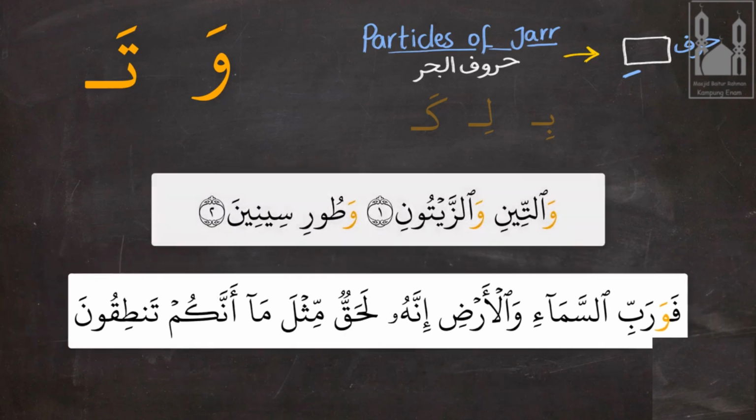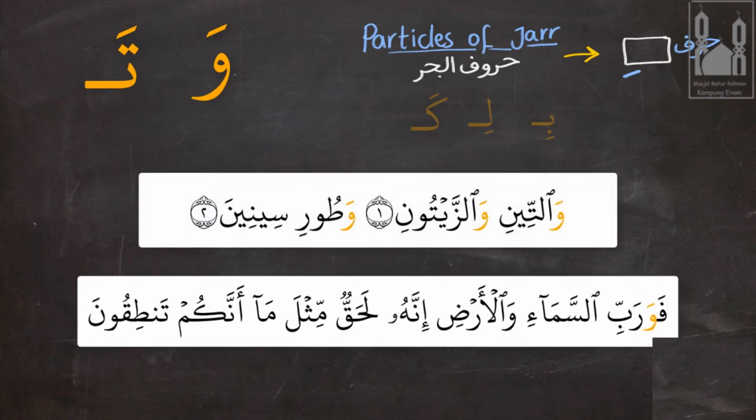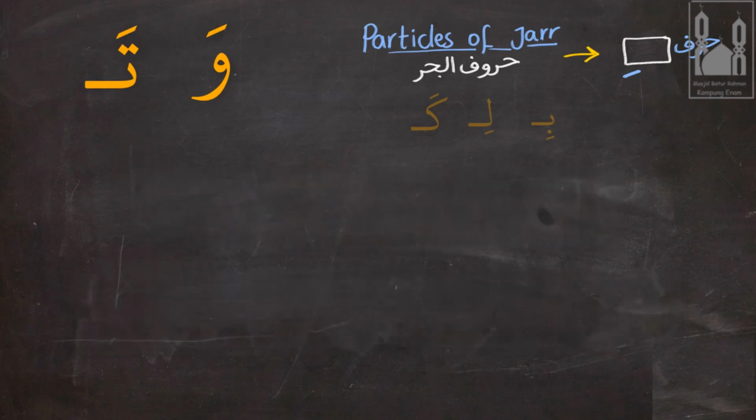تَنطِقُونَ. These were the examples for using wa as a particle for swearing. The next examples are for ta.